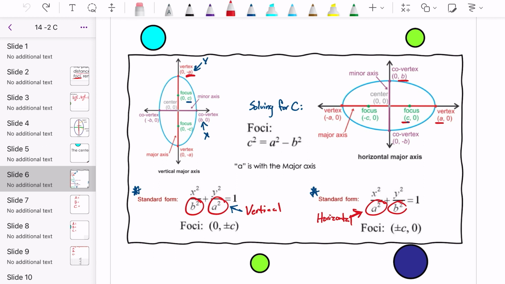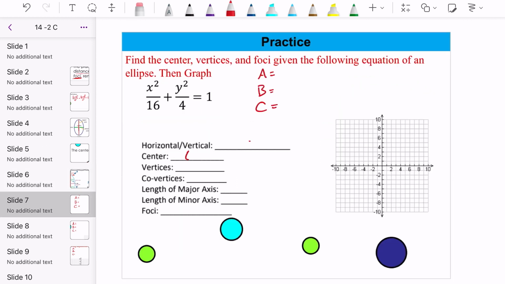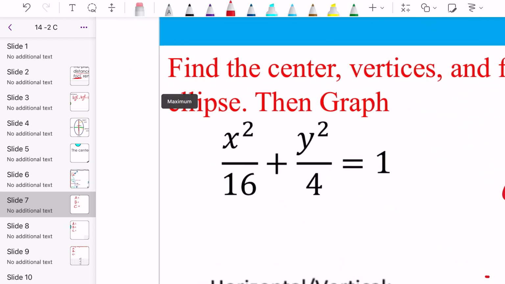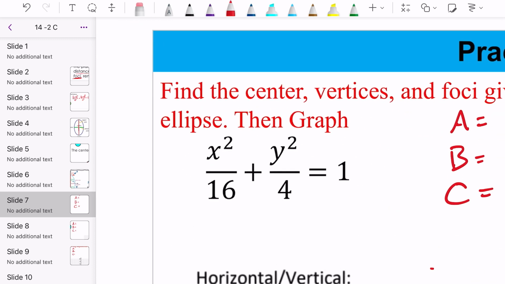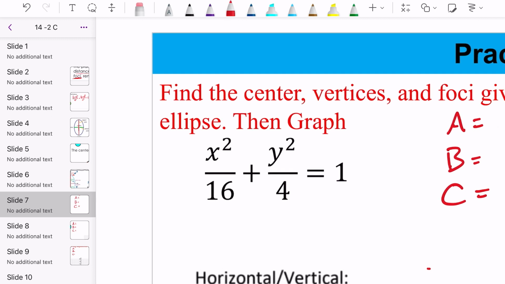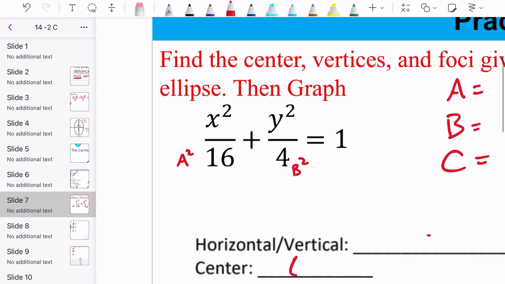Let's go ahead and take a look at slide 7. In slide 7, before we even begin anything else, what I want you to do is take a look at the actual equation. The fact that 16 is your larger number would mean that this is your a squared. And this would be your b squared. Now, the fact that your a is within your first column underneath the x, that would mean that this would be horizontal. Your a would be equal to 4, your b would be equal to 2.